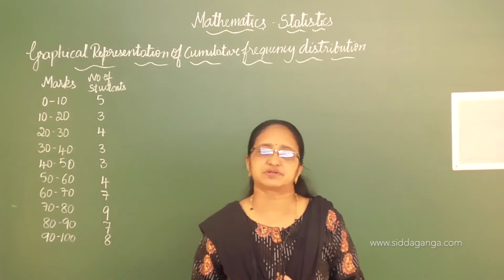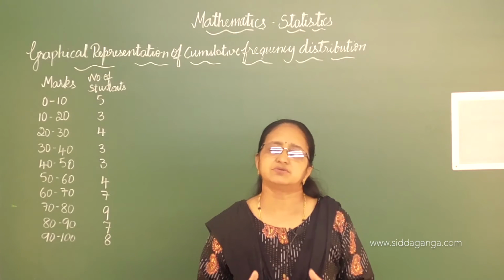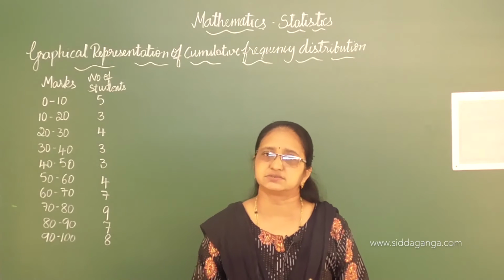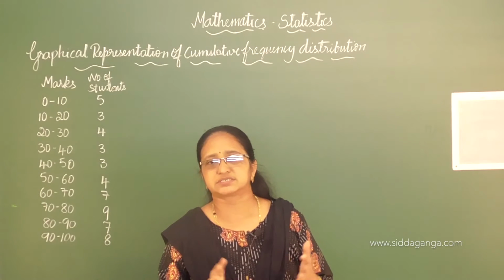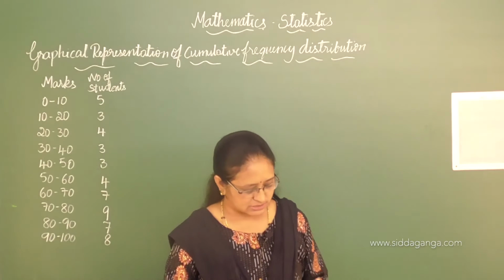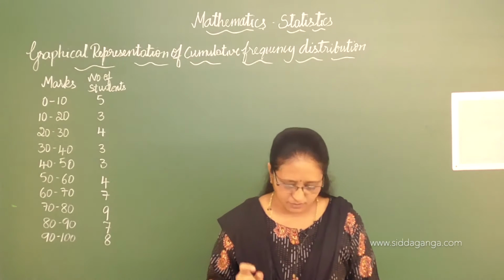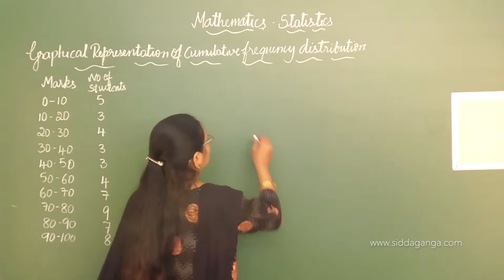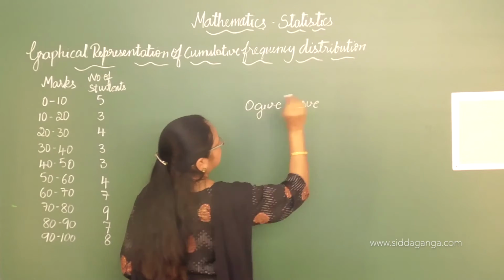You all know already, in the previous class I have taught how to find out the cumulative frequency, that is to find out the median. There are three central tendencies: mean, mode and median. So this is related to the median. Through the graph we can find out the median. This is the last part of this chapter, statistics. Now for this we have to draw the graph, and the curve which we will get is called an ogive graph. Ogive curve or ogive graph, we can say.